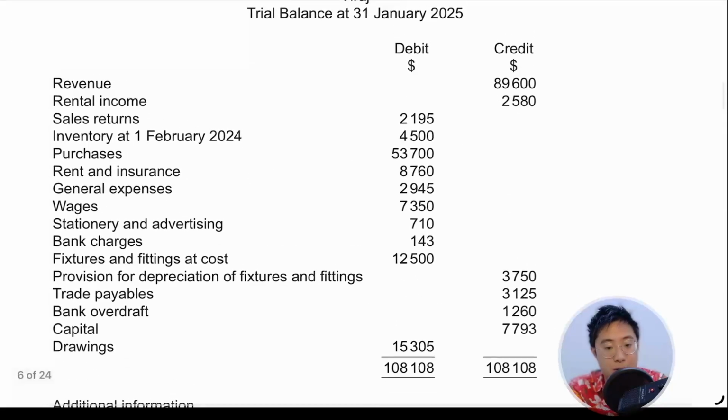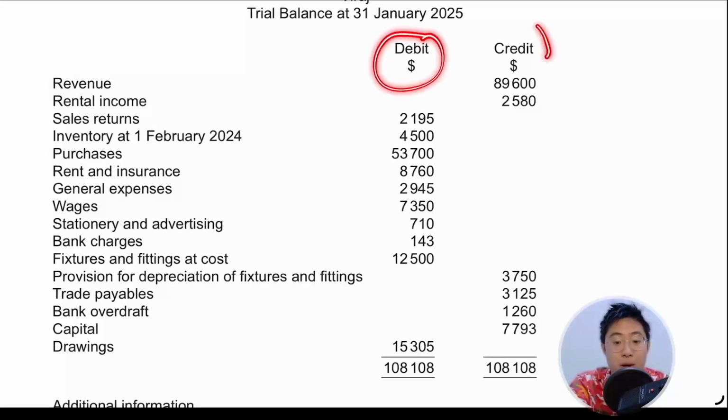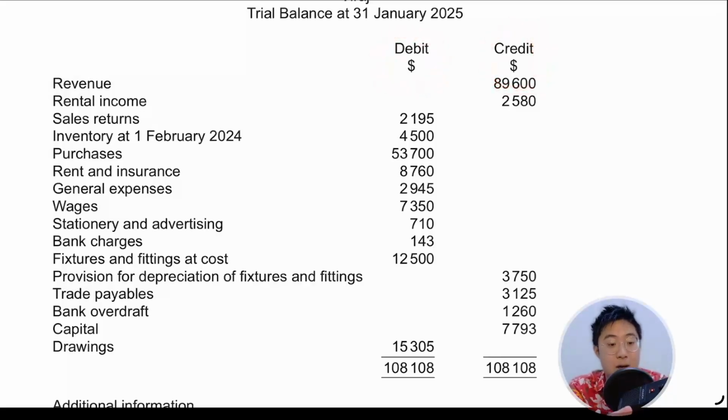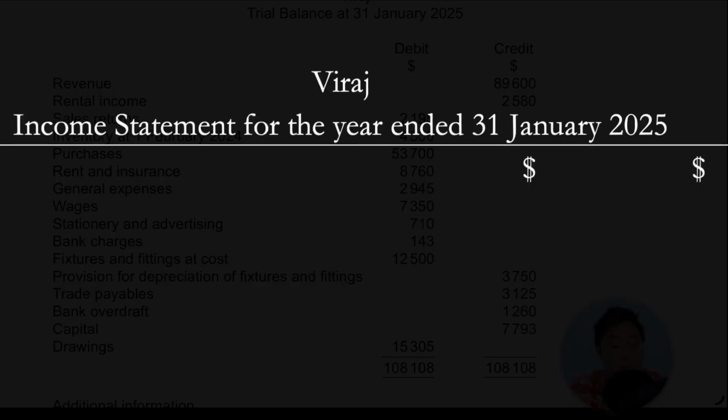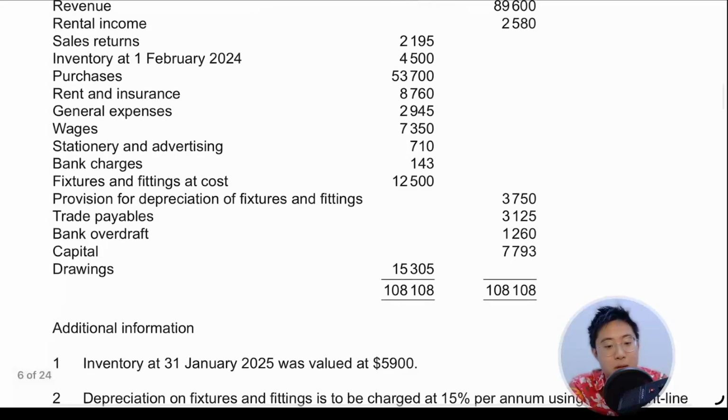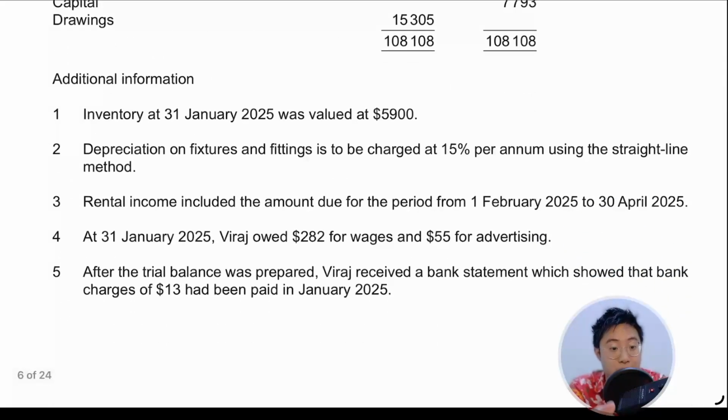And then we have all these things. The one thing I immediately realized is they have already helped us. They split it into debit and credit, which makes our work a lot easier, as you will see later on. I can already start doing the income statement now because I have everything, right? It's the trial balance. Now, a lot of teachers will tell you to also look at the additional information first, and that's good. Everyone has their own style.